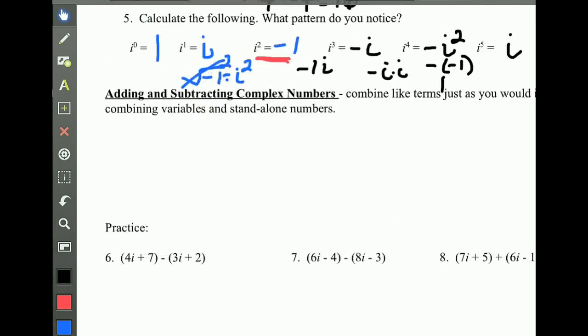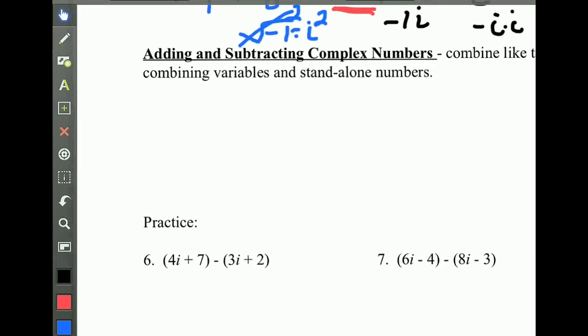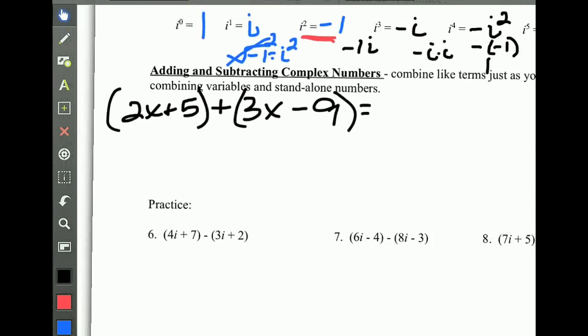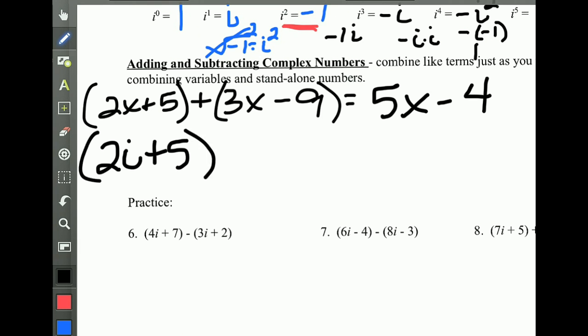The nice thing about adding and subtracting complex numbers is that you are combining like terms just like you would if you were combining like terms with variables. So if I were to give you 2x plus 5 plus 3x minus 9, you could, of course, easily do that, and you would get 5x minus 4. So now instead of variables, I'm going to switch that to a complex number problem. 2i plus 5 plus 3i minus 9.